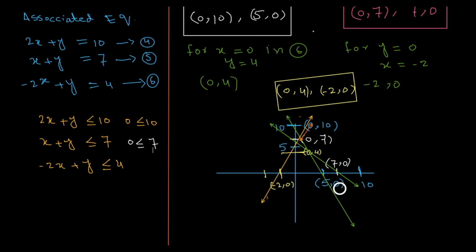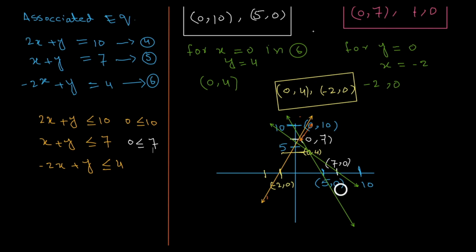So up to here, which region has been cancelled out? Only this region is cancelled out. Yes, this region is cancelled out, but this region is the common region of 2 lines.